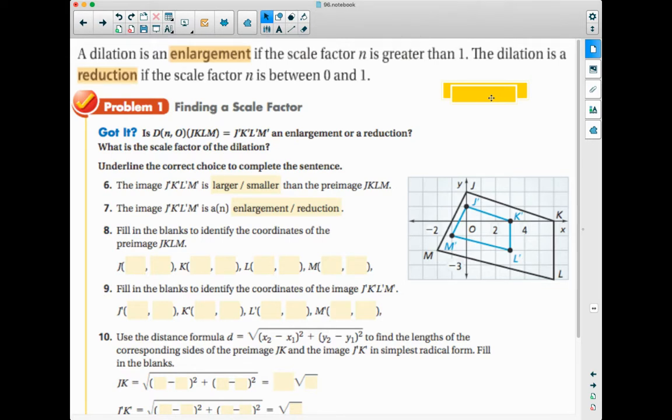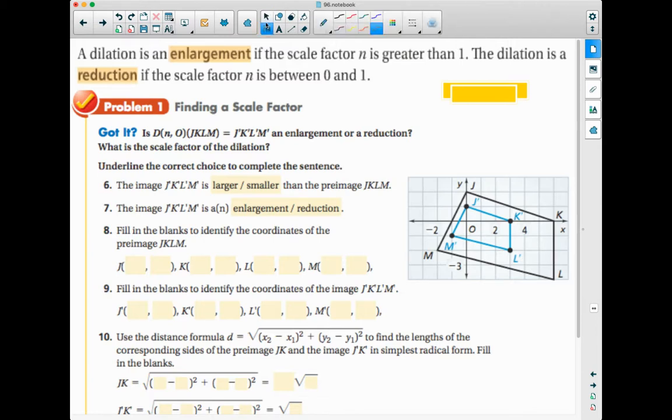The dilation of scale factor n around the origin of JKLM is going to give us J prime, K prime, L prime, M prime, an enlargement or a reduction. What is the scale factor? So if I look at this figure right here, which figure is the pre-image? What's my original figure, the black or the blue one? Well, the black one is.